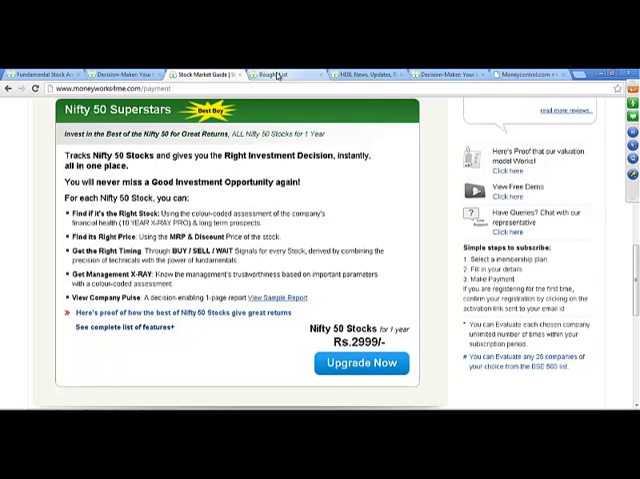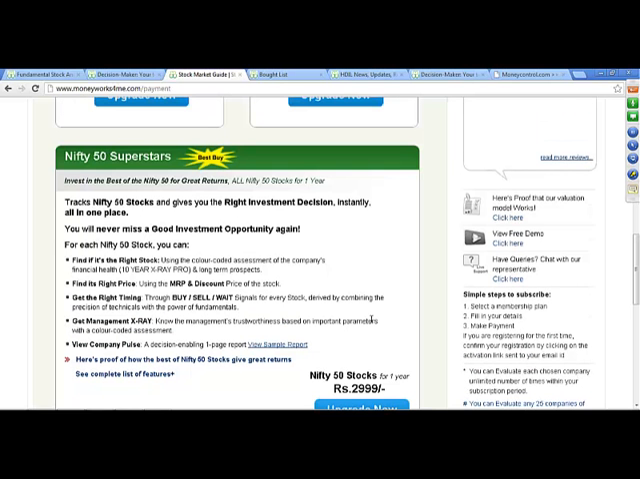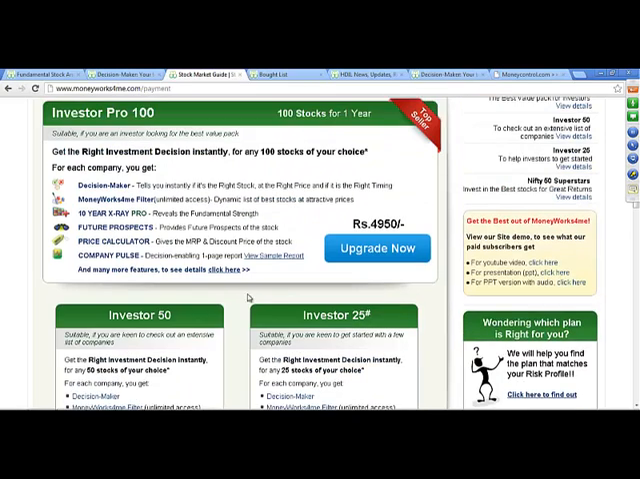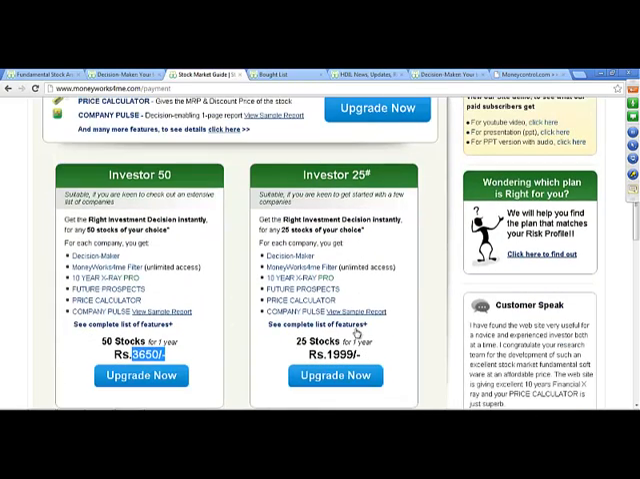If you want to check out companies beyond these 50, this won't be the right pack for you. What I would suggest is buying the Nifty 50 Superstars, because as I said, these are very important companies that you should not overlook, and the package gives you access to the wonderful user interface that we have. Then maybe buy an Investor 50 or an Investor 25 if you want to check out companies beyond the Nifty 50. I think that would be very useful and give you the flexibility to move beyond the Nifty 50 companies as well.